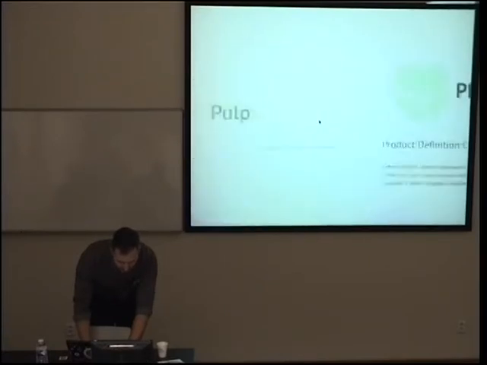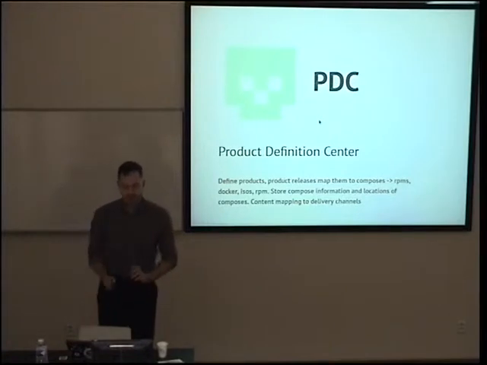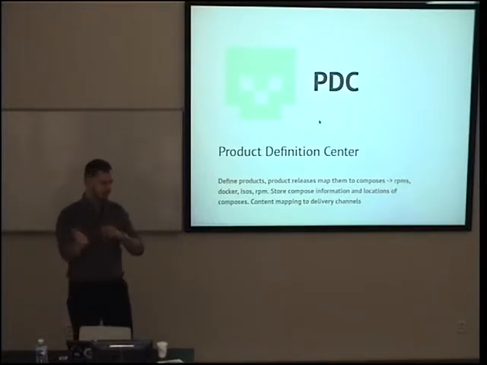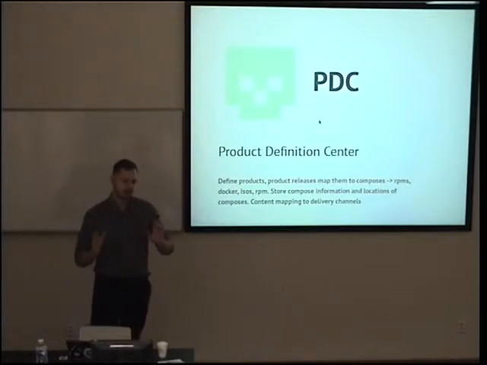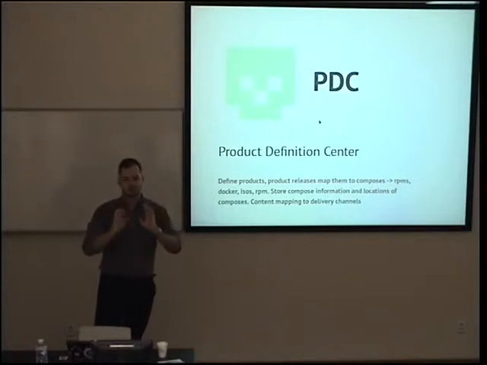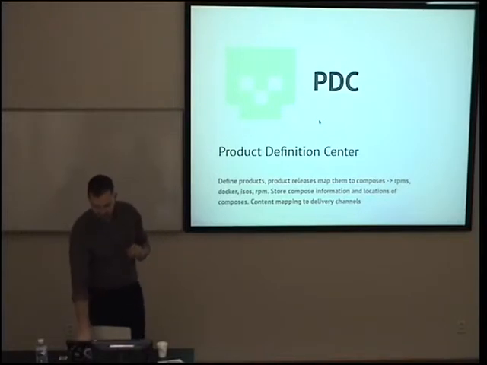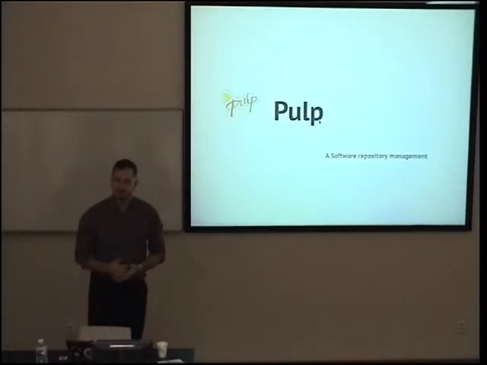Oh, back, PDC. So basically, we have a compose, a set of RPMs, images. We have metadata. We've already imported it into PDC. Now we would like to publish it to customers. It doesn't have to be an external customer. It can be a team within your company. So PDC can also store mappings. Let's say that all the RPMs from this section of the compose go to this location. So you can store all of these mappings. And then you can use, for example, Pulp to distribute them.